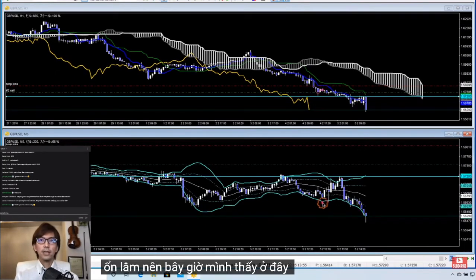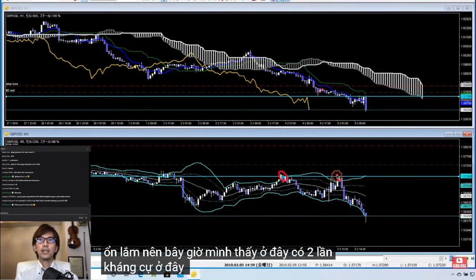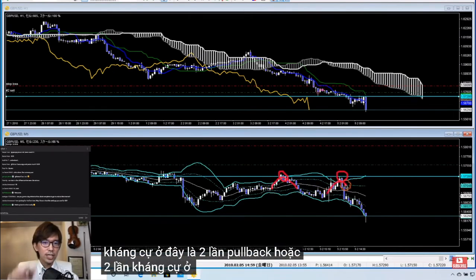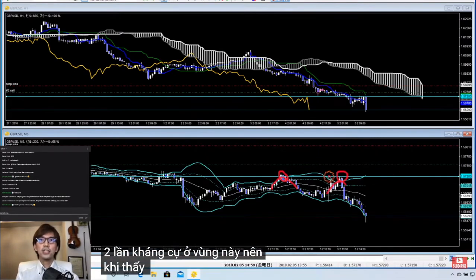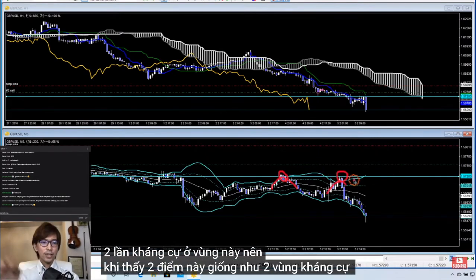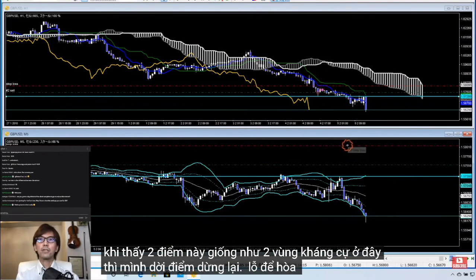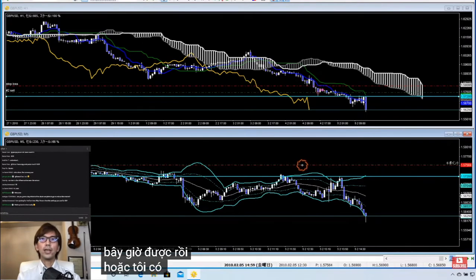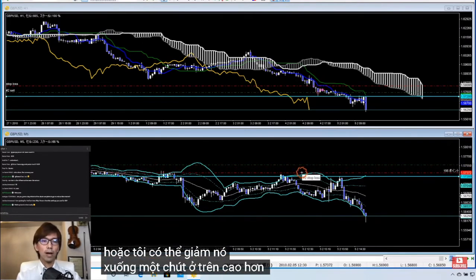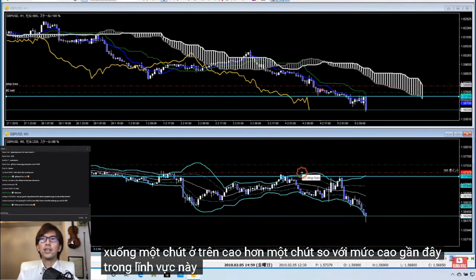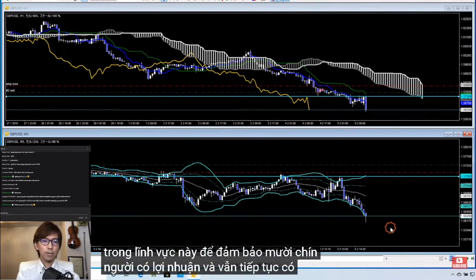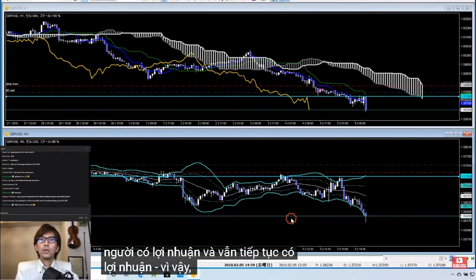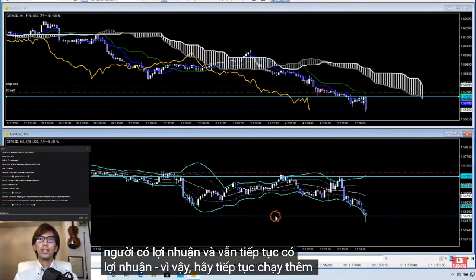Okay, so now I see there are twice of resistance, twice of pullback in this area. So when I see these two resistances here, then I move the stop loss to break even now. Or I can lower it a little bit, slightly above the recent high in this area too, to ensure 19 pips of profit and still keep running the profit too. So yeah, let's keep running a little bit more.